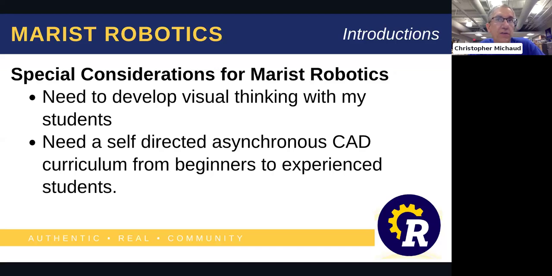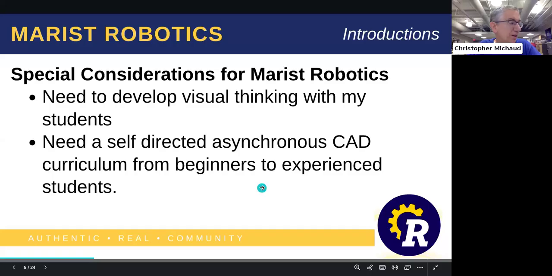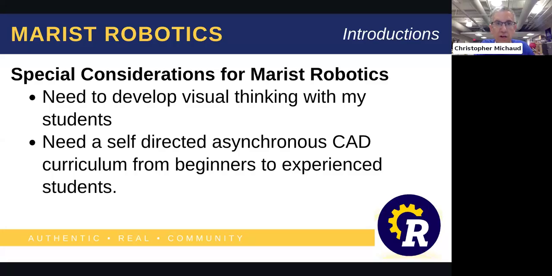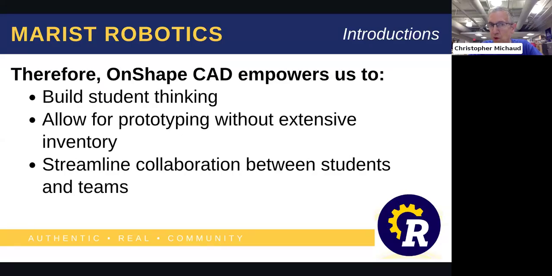Because of the sheer number of students, I also need a self-directed, asynchronous CAD curriculum for beginners, from my 7th graders who walk in and have never done CAD before, all the way up through my juniors and seniors, allowing students to work at their own pace. Therefore, OnShape empowers us to build student thinking and allow for prototyping without an extensive inventory. And because it is an online tool, OnShape allows us to streamline collaboration between tools and teams.